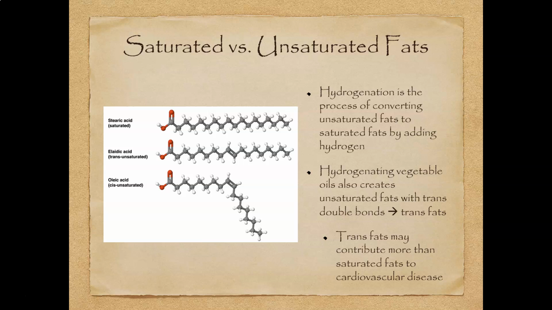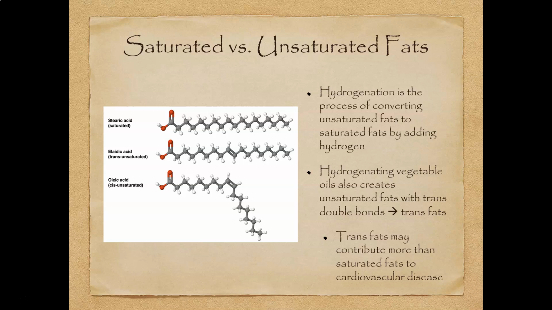Hydrogenation is a process of converting an unsaturated fat to a saturated one, where we force it to actually add back those hydrogens. So it's naturally an unsaturated fat, and now we force the hydrogens back, we force the chains to go straight, and we force it to be solid at room temperature. So this is where we get things like trans fats from.